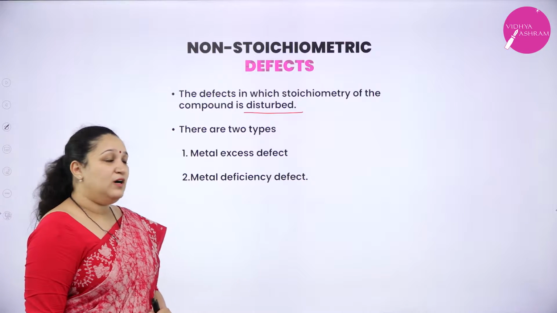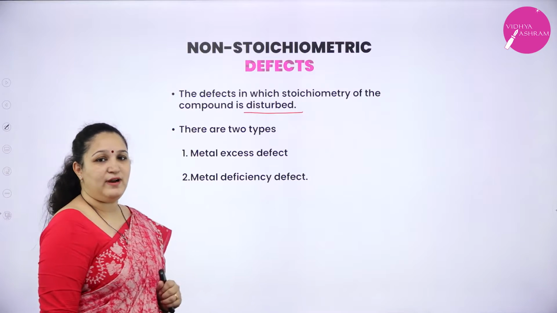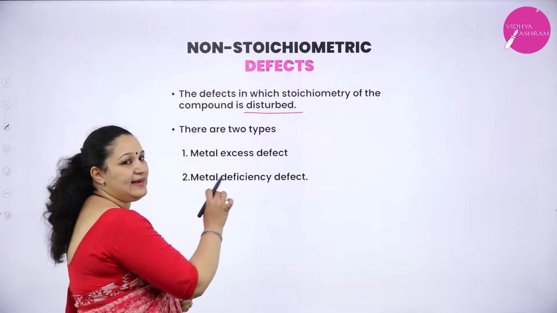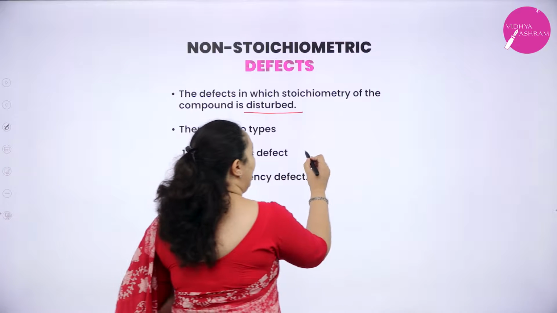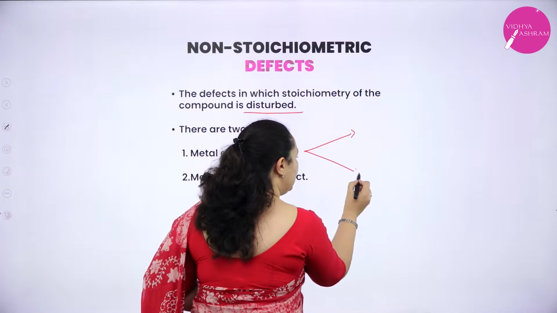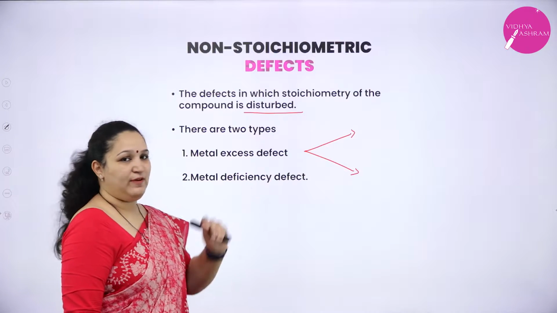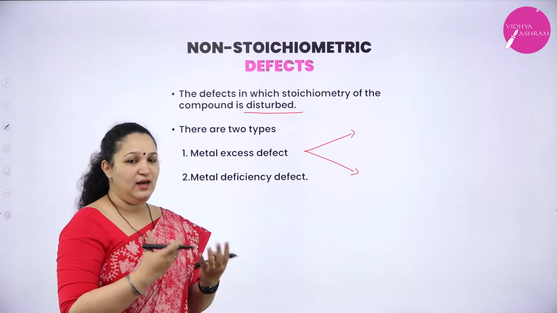It is further classified into 2 more types. The first one is metal excess defect. Metal excess defect is further classified into 2 types. So metal excess defect means what? Metal ions are in excess.